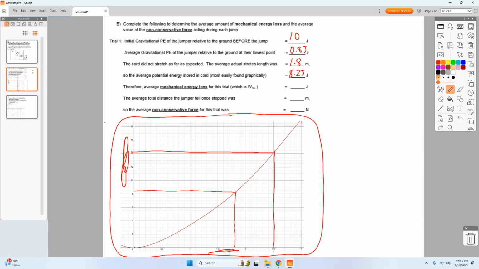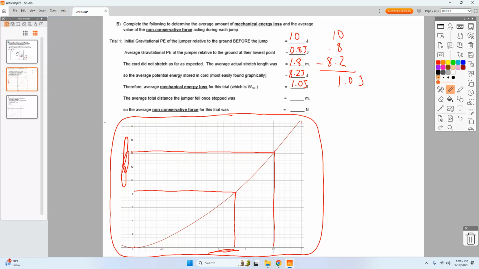Therefore, the mechanical energy loss for this trial, how would I go through and do that? Let's see, if I had 10, and now what I have is 0.8, and I still have 8.2. If I go through and do that subtraction, I see that it's about 1 joule. So what I did was I lost about 1 joule of mechanical energy in that process.